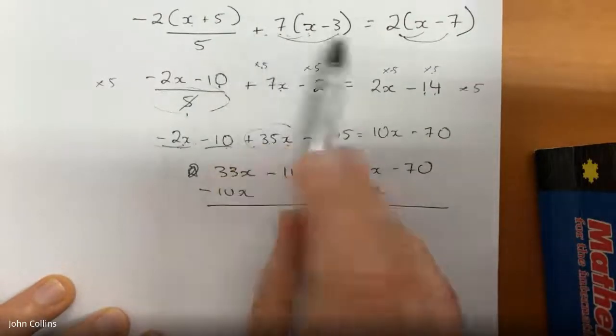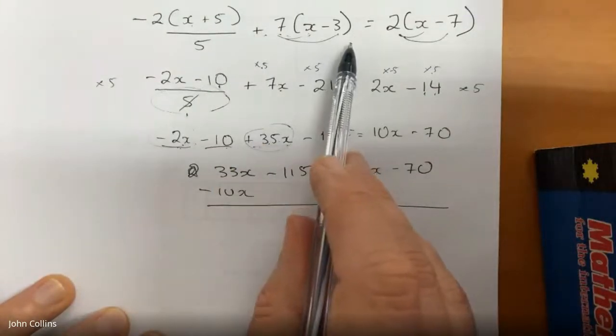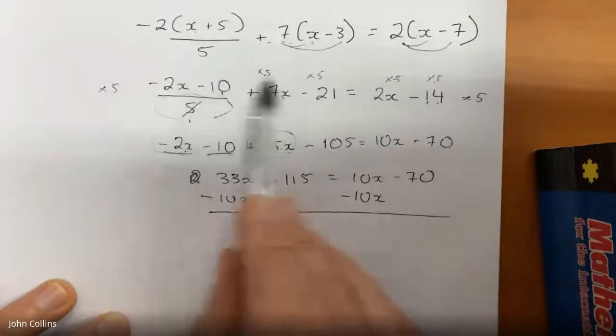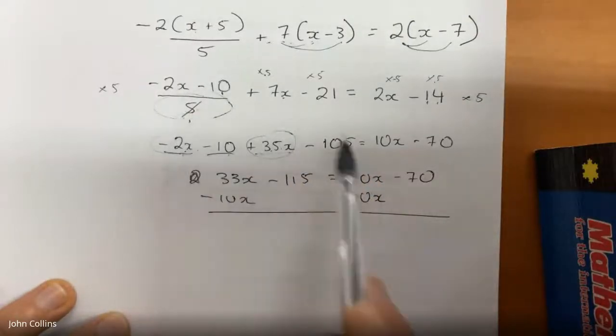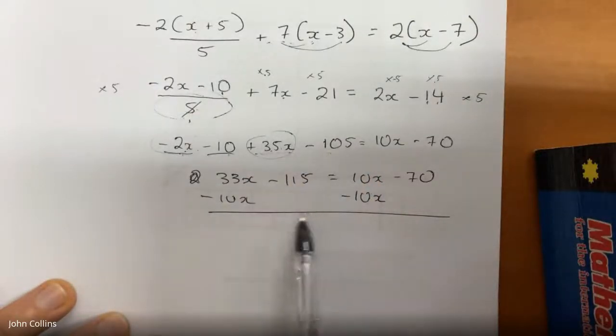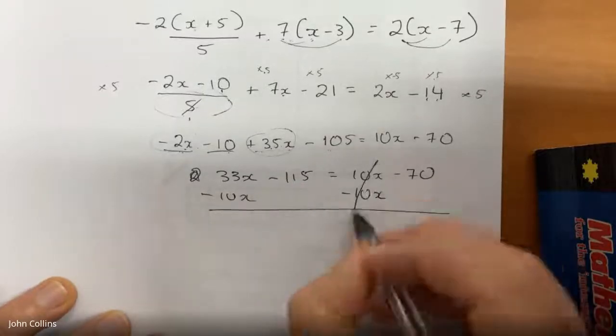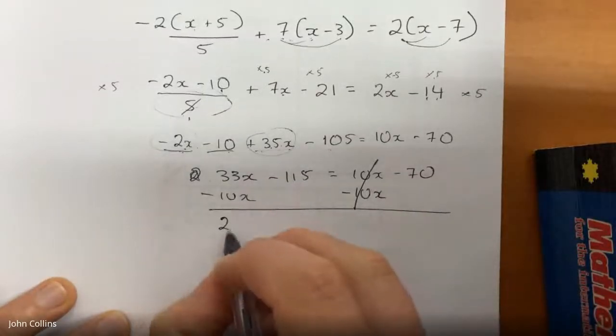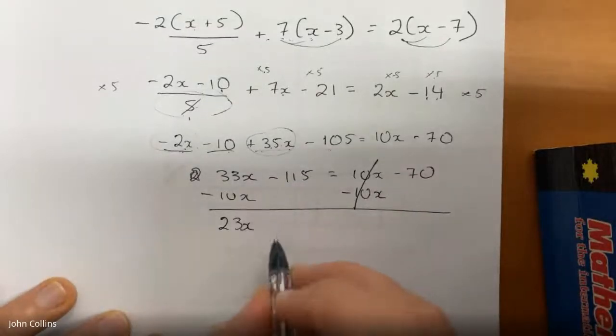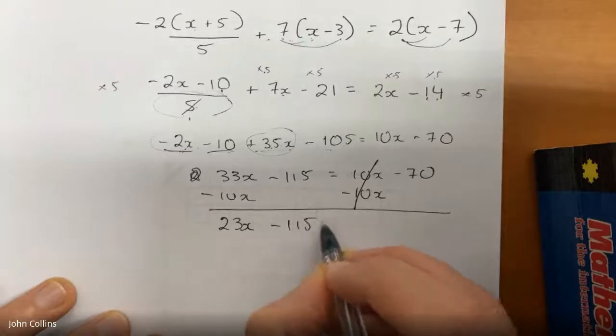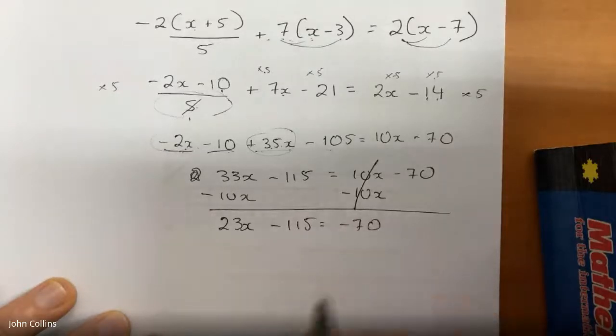I've started to solve. I've expanded brackets using the distributive rule. Bit of solving here because I'm multiplying to cancel out that 5. And then I simplified. And now I'm back to solve. That's gone. 23x, oh Reese, you might be right, minus 115 equals negative 70.